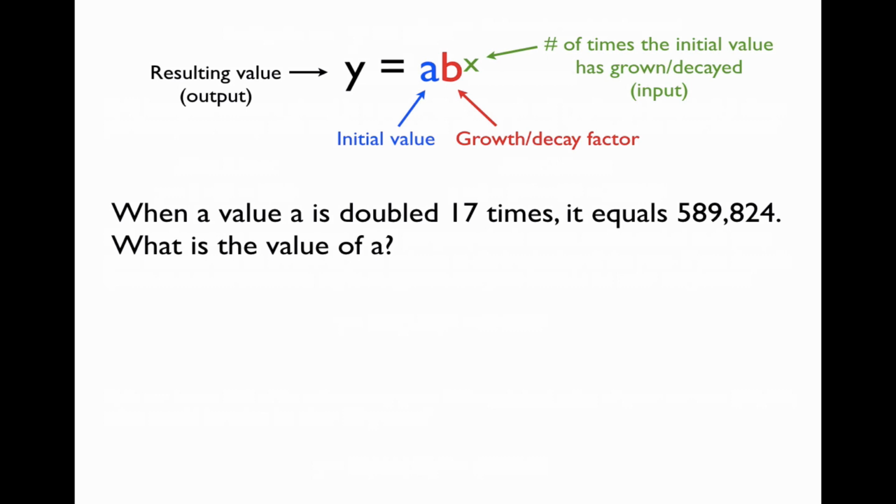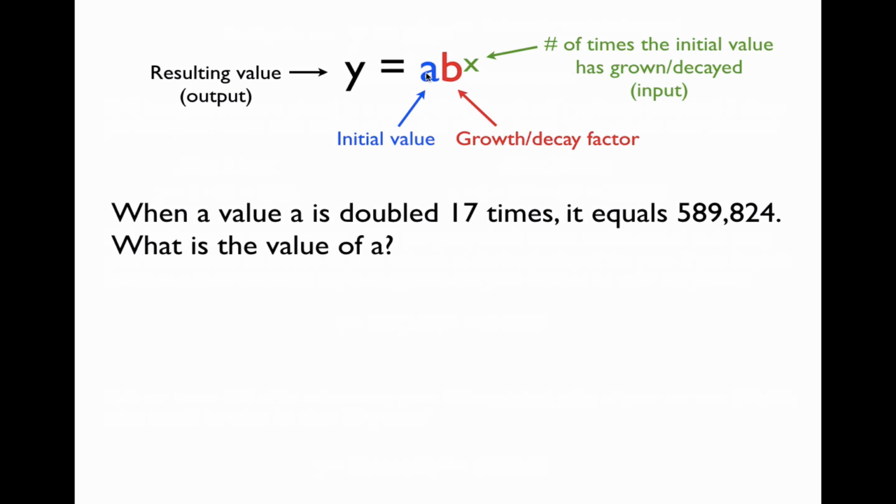All right, let's see how you did. Let's read through the problem. When a value A is doubled 17 times, it equals 589,824. What is the value of A? So the first thing that strikes me is this problem is about A, the initial value. So that variable is going to be left blank. We don't know it. It's unknown.